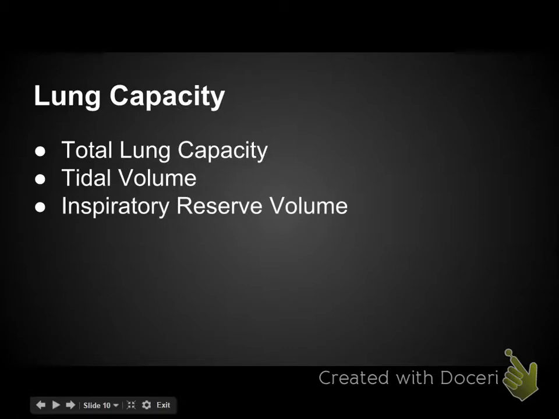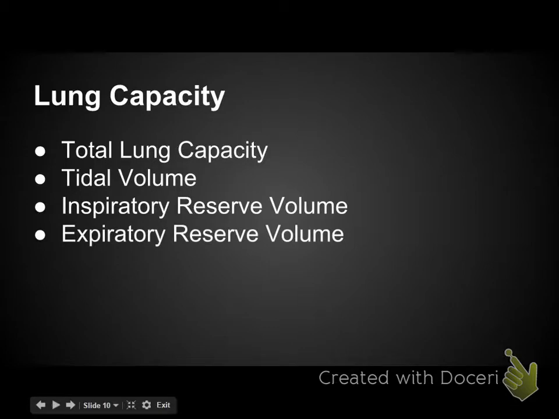Inspiratory reserve volume is how much air you can breathe in after a normal breath. So you take a normal breath in, and then you try to fill your lungs up to maximum volume. The difference between your normal breath and how much more you can fill up is your inspiratory reserve volume.